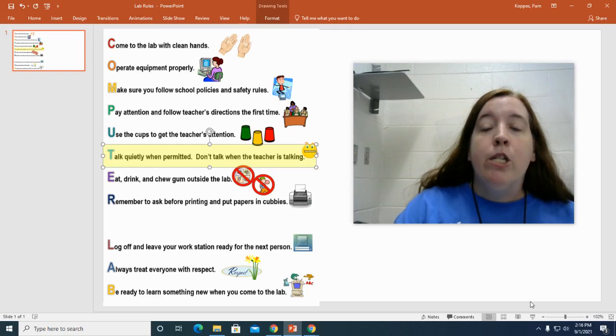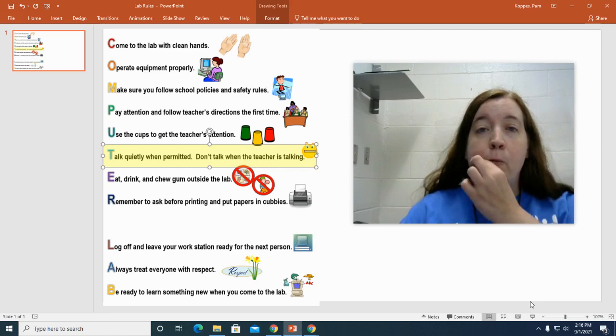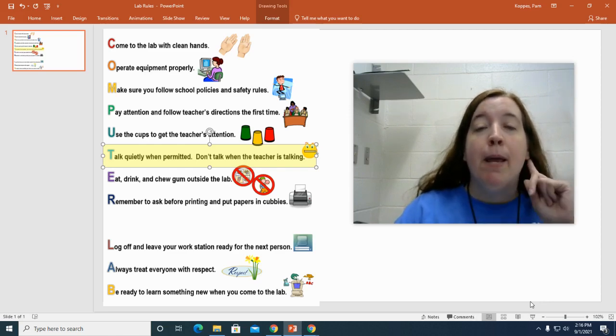The next rule is to talk quietly when permitted. Don't talk when the teacher is talking. During work time, you will be allowed to whisper to your neighbors. That's fine. But as soon as I give a direction, you've got to zip those lips and pay attention so that you're following the teacher's directions the first time.